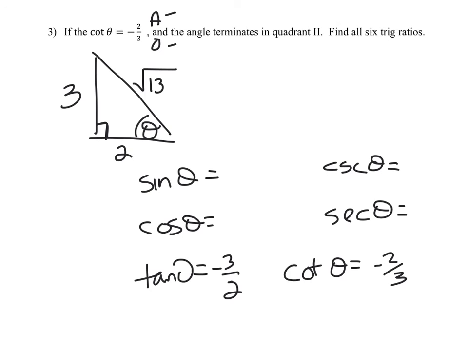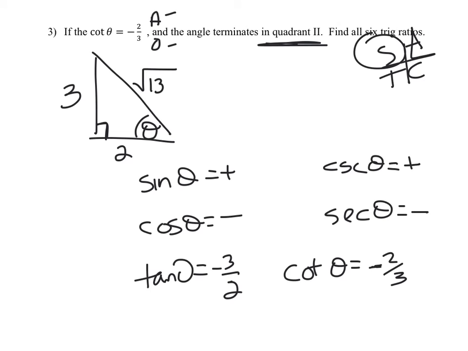So then you just put this stuff in. Now I usually make sure we're in quadrant 2. So the only thing that's positive in quadrant 2 is sine. So sine and cosecant are positive. Everything else is negative. These already are, so that's good. So sine of theta is opposite over hypotenuse, and the reciprocal of that is radical 13 over 3.